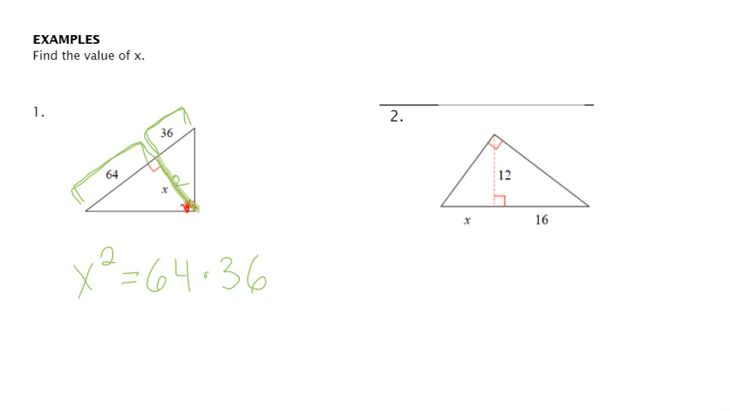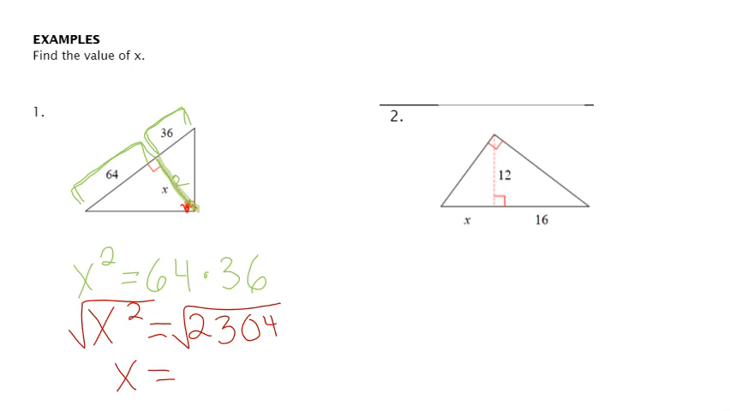If I go ahead and solve this out now, I have x squared is equal to 2,304. And then I'm going to square root both sides. I'm not going to worry about the negative answer because we're talking about length, so it has to be positive. And we're going to get that answer to be 48. So what that means is the length of the altitude is actually 48 units.